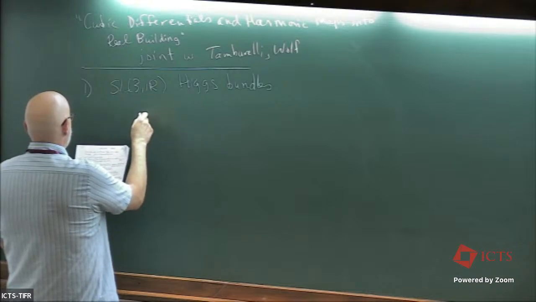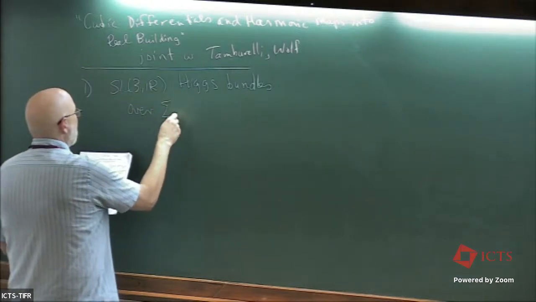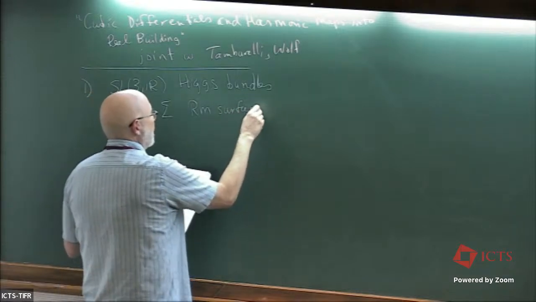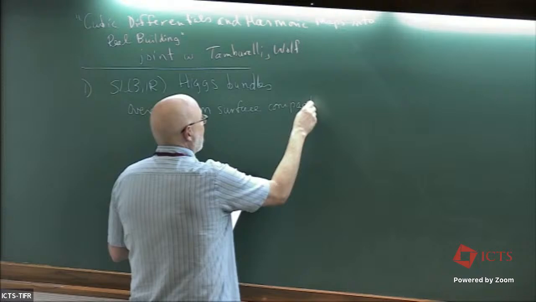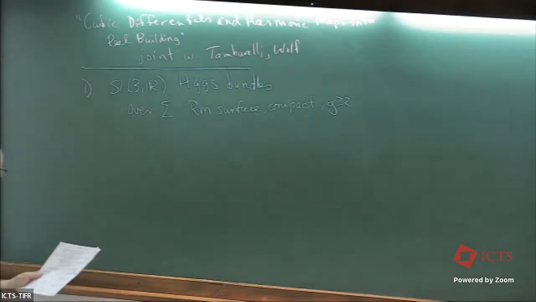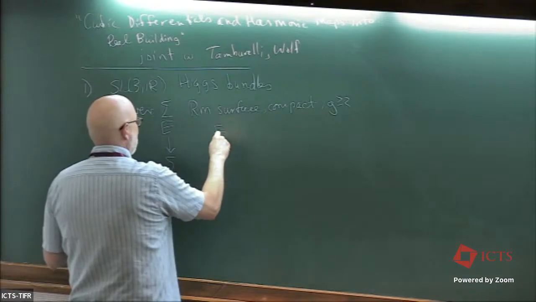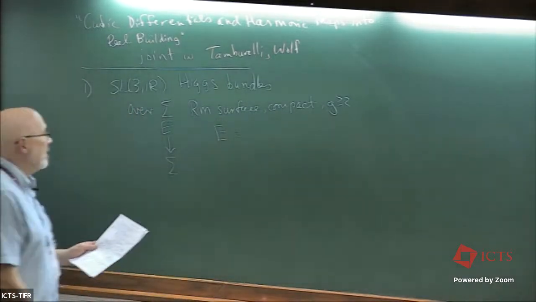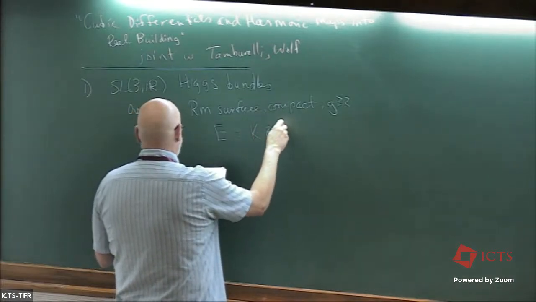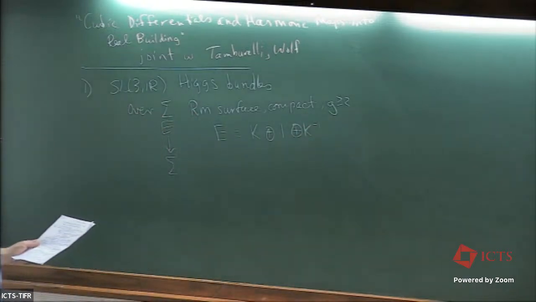So for us, we're going to have over sigma, again a Riemann surface which is compact and of genus at least 2. So it has a background hyperbolic metric if we need it. And we're going to have a vector bundle. In this case, the vector bundle is going to look fairly similar to before. It's going to be the canonical bundle plus the trivial line bundle plus the inverse of the canonical bundle.